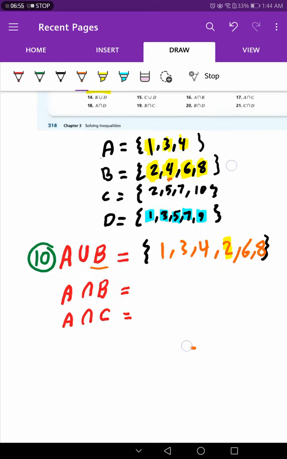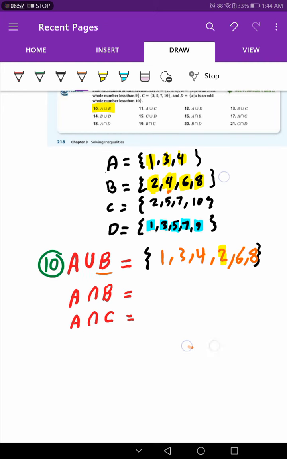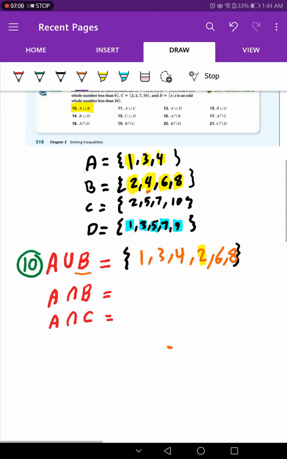Now let us move to question number 16 here.